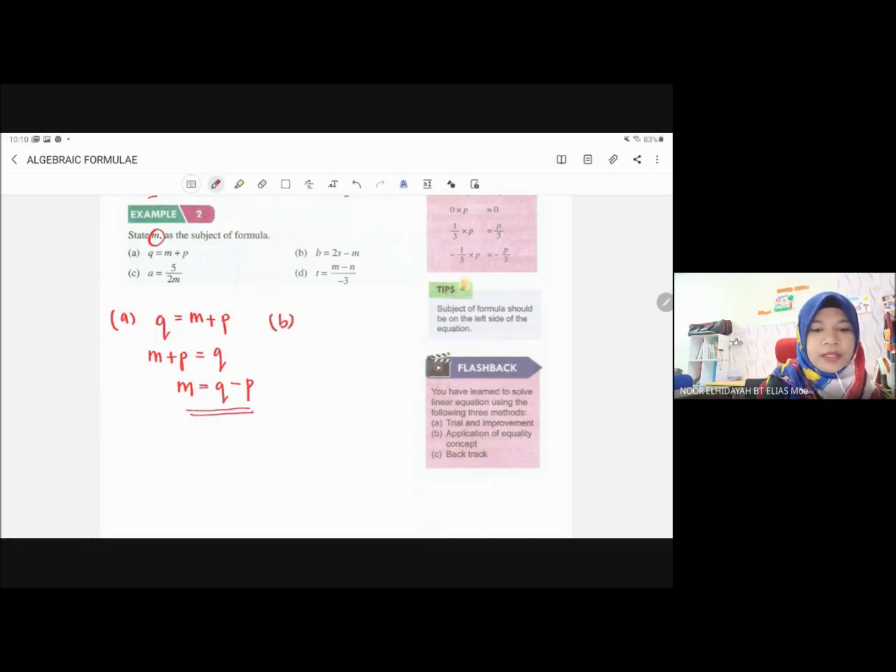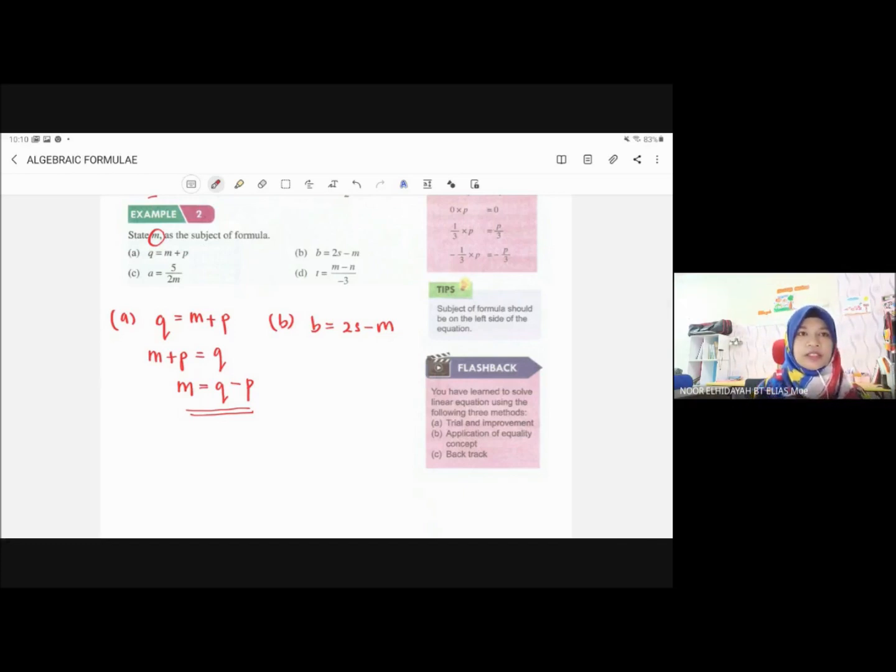Okay. Given B equals to 2S minus M. Okay, sekarang ni jangan tukar. Sebab apa cikgu kata jangan tukar kedudukan? Tadi A tadi cikgu kata tukar kedudukan dia.